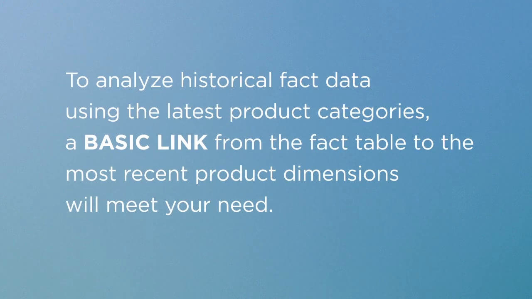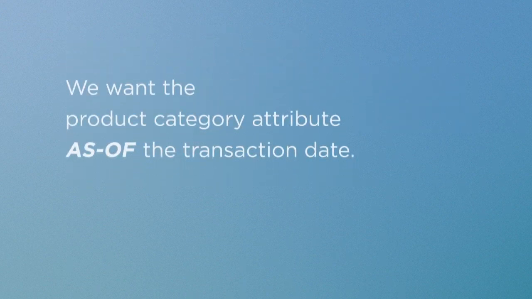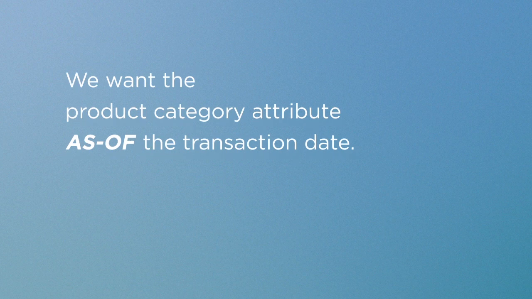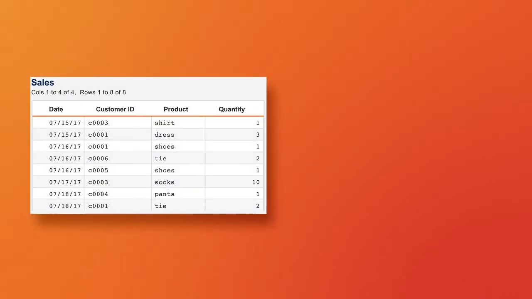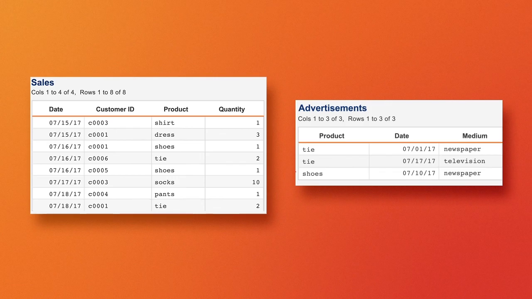If you need to analyze historical fact data using the latest product categories, a basic link from the fact table to the most recent product dimensions will meet your need. However, you may need to see the product category in effect at the time of the product sale. In other words, we want the product category attribute as of the transaction date. Here we have a sales fact table on the left and a dimensional advertising table on the right.